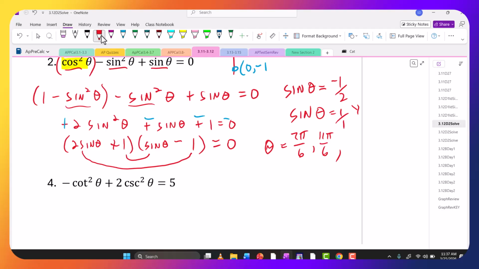Where do you get 1 for y? R is 1. That means x would have to be 0. Where's 0, comma 1? What angle measure? Oops, sorry. Someone said it, and then I don't know why I was writing 3 pi over 2. That'd be if it was negative 1. So it's at pi over 2. And I said I wasn't going up to the unit circle.